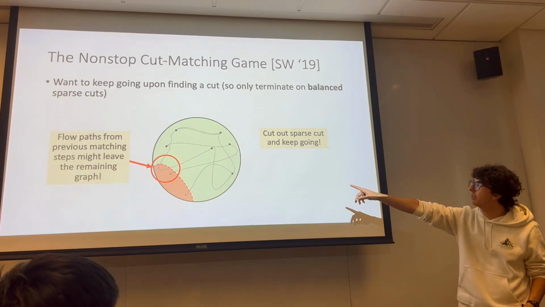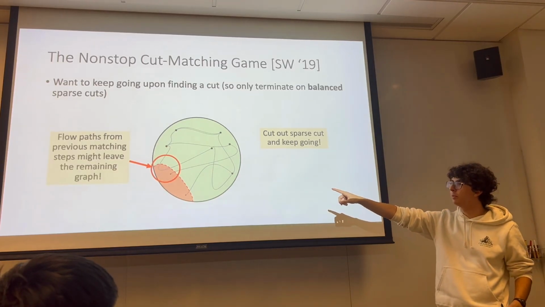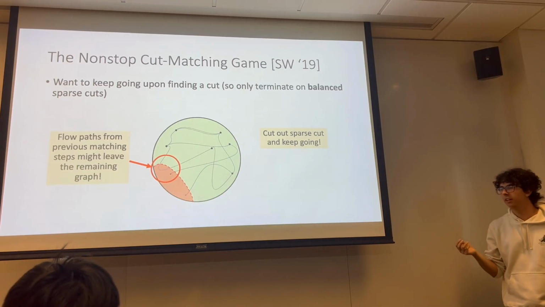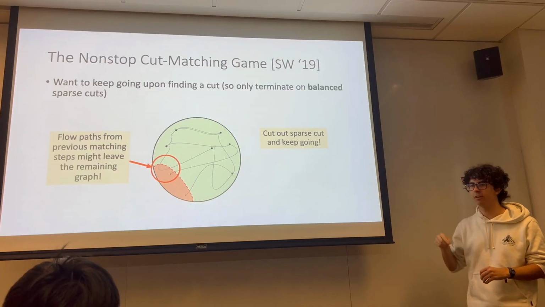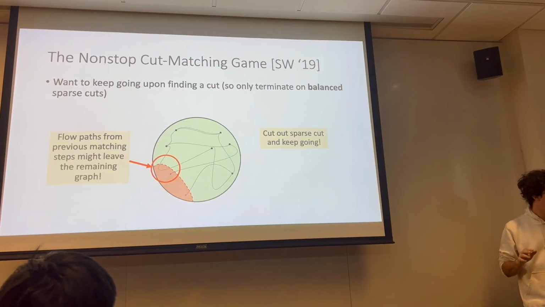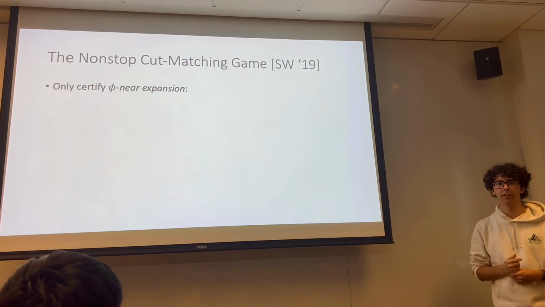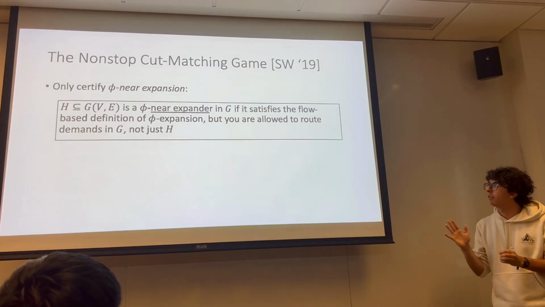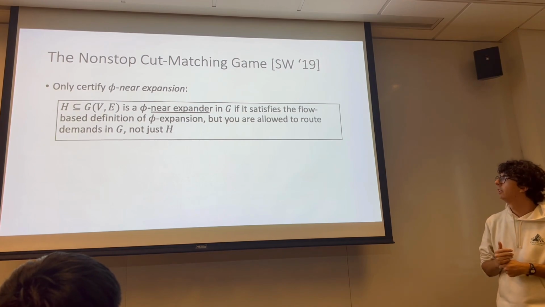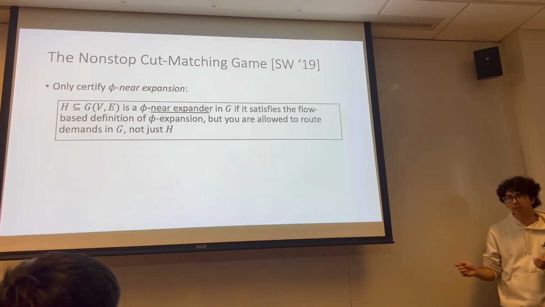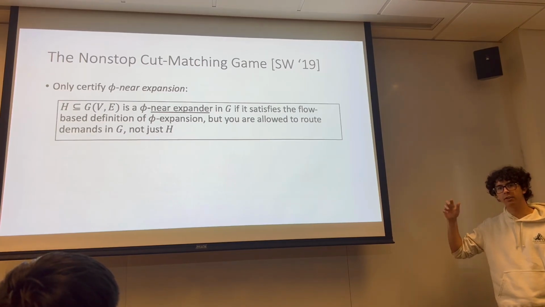In particular, some of the flow paths from previous matching steps might leave the component we're still working on. And if they do, you use these flow paths to certify expansion somehow. So it's some weaker notion of expansion. It's actually something called phi near expansion. And the definition is exactly from that picture. A subgraph of a graph is a phi near expander in that graph if you satisfy the normal flow-based definition of expansion, except you're allowed to route in the whole graph, not just the subgraph.